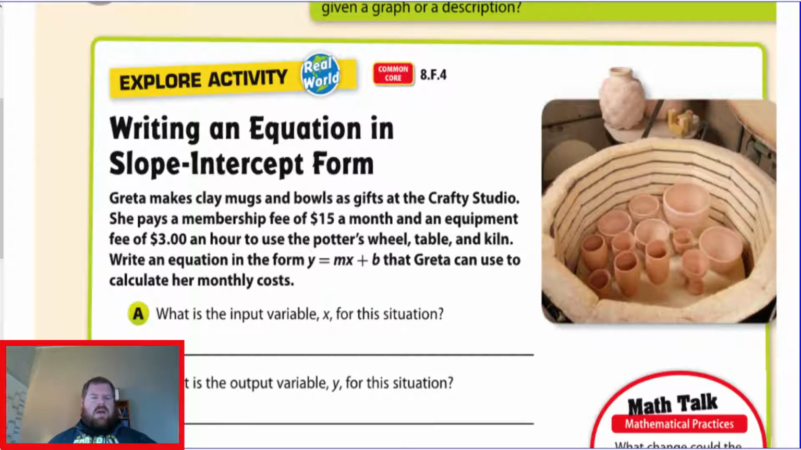So looking at highlighting the information, and sometimes it's handy to use a highlighter to do this. We have $15 a month and $3 an hour. Okay, so obviously how much she owes is going to be based on how many hours she's there throughout the month.